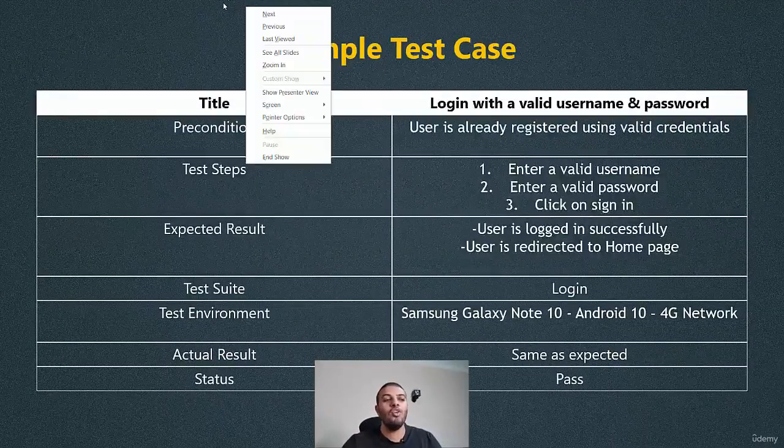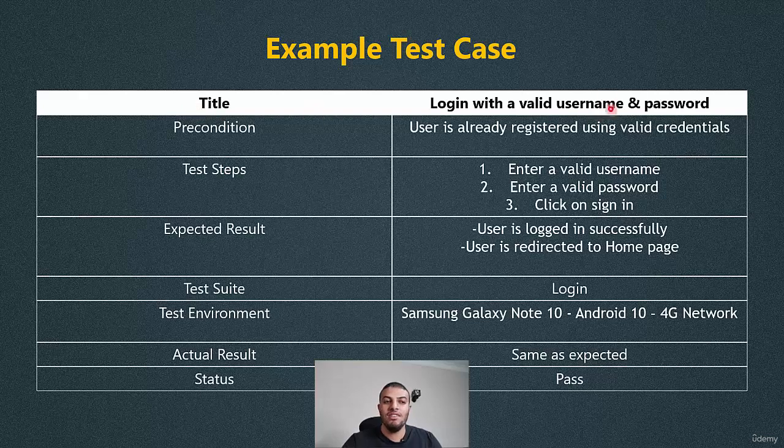So this is an example of a test case. As you see, we have the title, login with a valid username and password, the precondition, you are already registered, the test steps, expected result, the test suite, the environment, and actual result. Here, for example, the actual result I wrote same as expected. So what happened is what we expected, and in this case, this test case has passed. Okay, so this is a template test case that is written on Google Sheets or Word or Excel or anything.